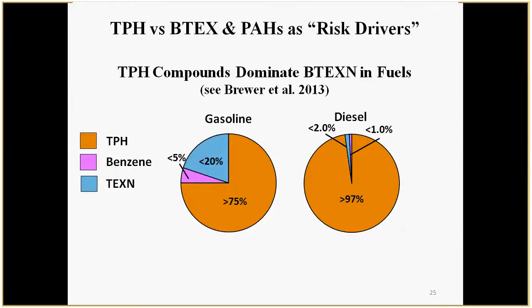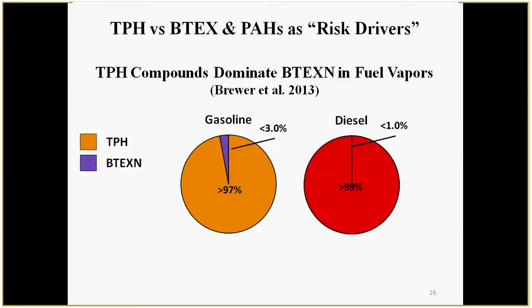That's the fuels. For vapors, for gasoline, TPH vapors tend to make up 97% or more of the compounds in vapors. And then for BTEX, only maybe 3% of the compounds in gasoline vapors. So they're not as toxic, but they make up the dominant proportion of the vapors and of the fuels. It's something to think about. For diesel, again, the colors are messed up here for some reason, but it's greater than 99% TPH compared to BTEX.